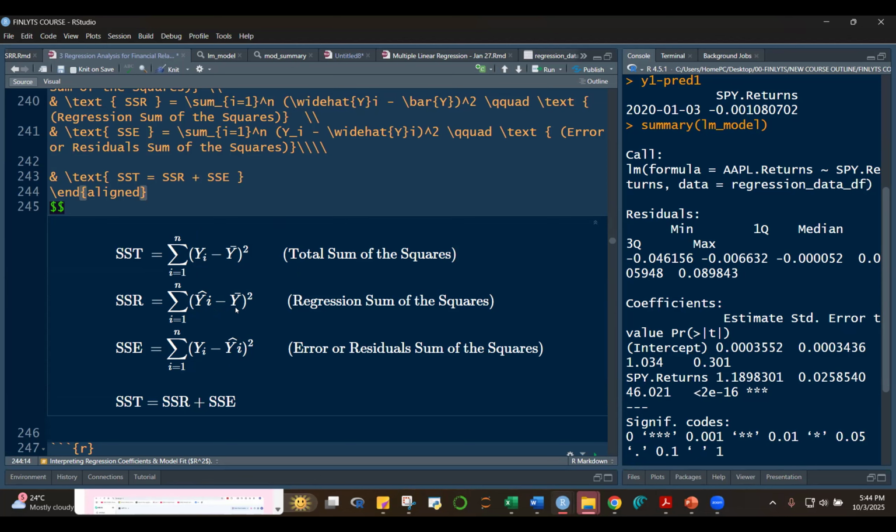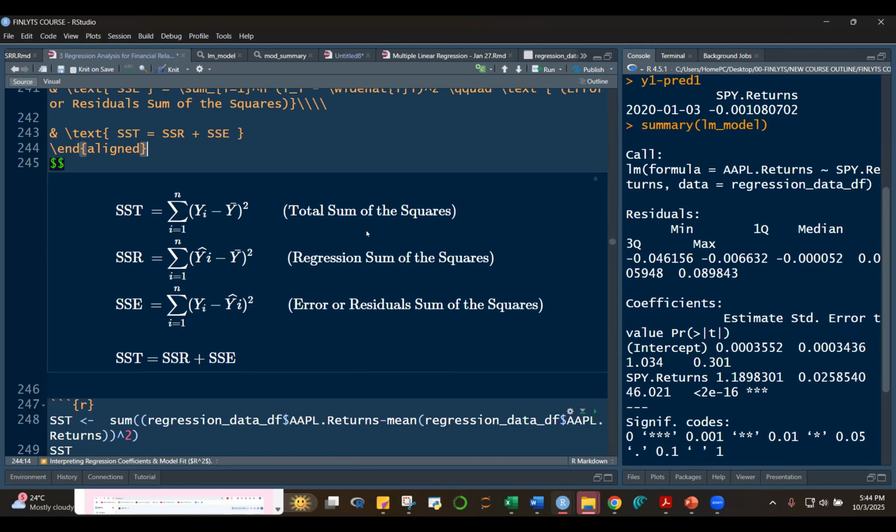So this is actually an improvement on your SST. We get the difference, then square and then sum it up. This is the error or residuals: actual minus predicted. The difference between the actual and the predicted, squared, and then summed, is called your error or residual sum of the squares. And by definition, the total sum of the squares is equal to your regression plus residual sum of the squares. That is the equation.